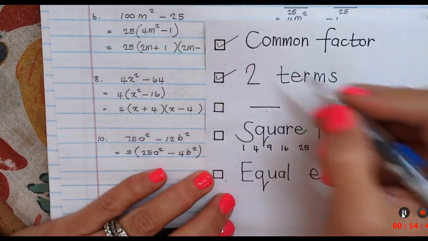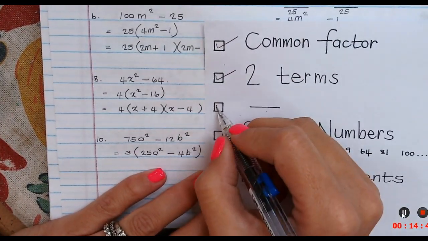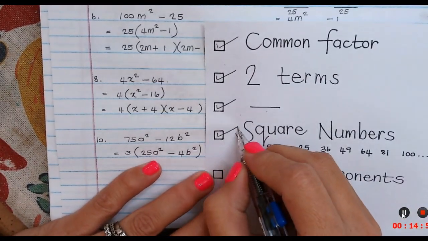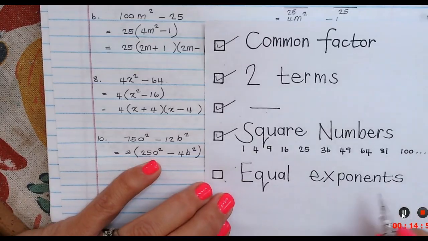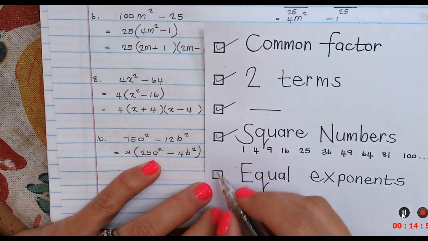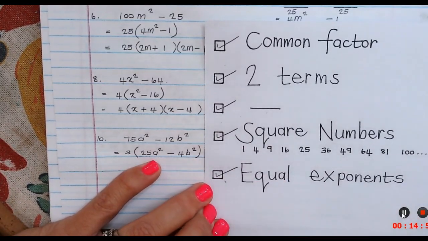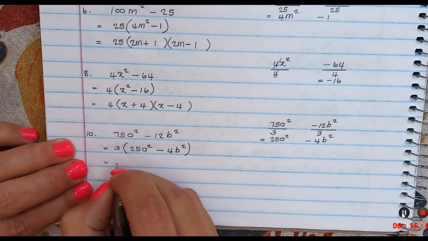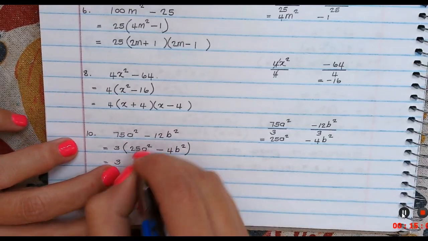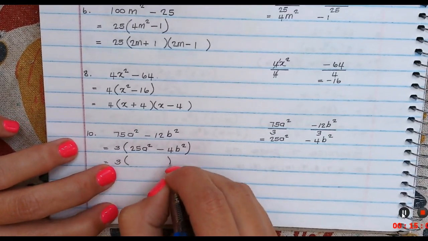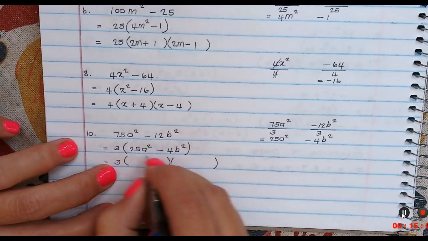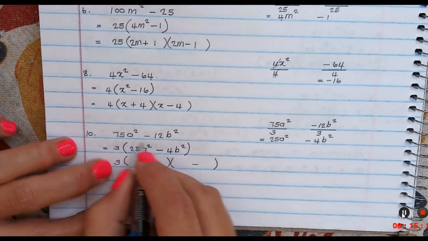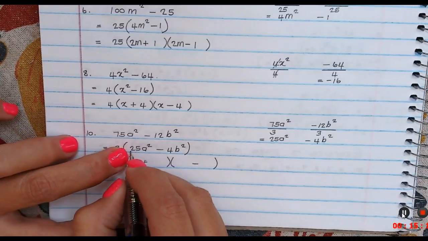Do we have two terms? Yes. Is there a negative? Yes. 25 and 4, square numbers. Yes. Equal exponents for both the A and the B. So the bracket is definitely the difference in two squares. So equals 3 times the difference in two squares. First bracket positive, second bracket negative. 25.